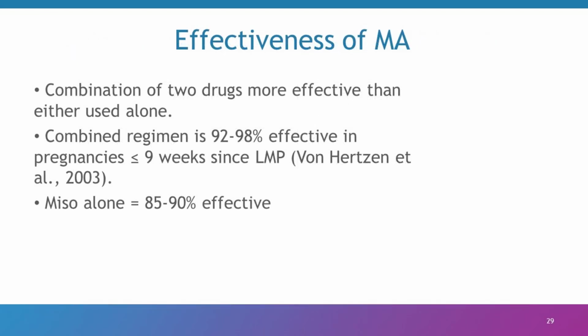What is the effectiveness? With a combination regimen, it is about 95% effective. The chance of success is very high. If you use Misoprostol alone, the effectiveness is slightly lower than the combination regimen, that is about 90%.